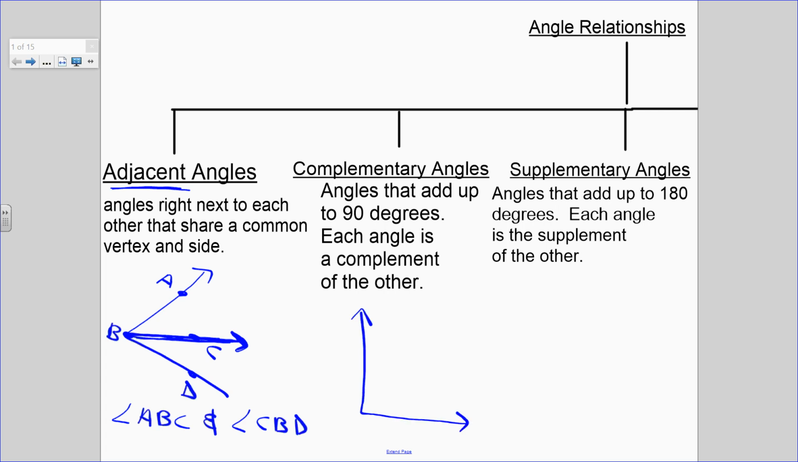The video you watched last week, remember this is a 90-degree symbol, this box? That shows that it's 90 degrees. But look what I'm going to do. I'm going to draw another angle here. I'll call this angle P. I'll call the vertex Q. And then angle RQS. So notice angle PQR and angle RQS. If you add those two angles up, they're adjacent. If you add them up, they're going to equal 90 degrees. So we call them complementary angles.